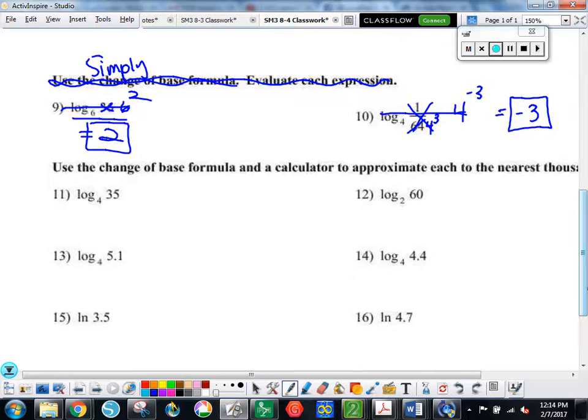However, what do you do if you can't rewrite it so they cancel? Sometimes you have to find it in your calculator. You plug it in. If you don't have that button on your calculator, let me show you what to do.